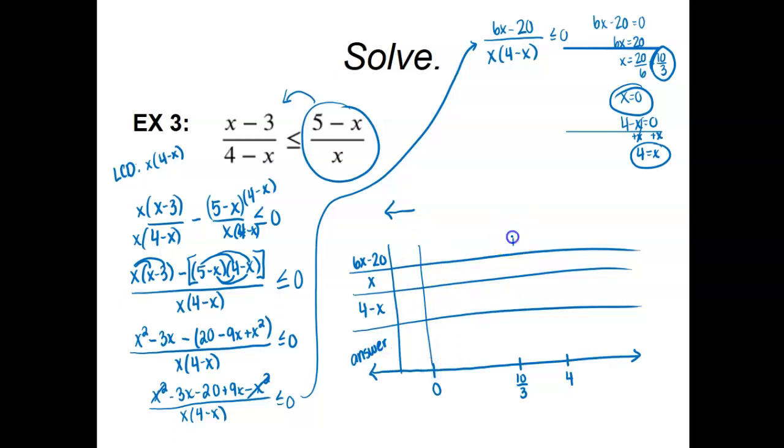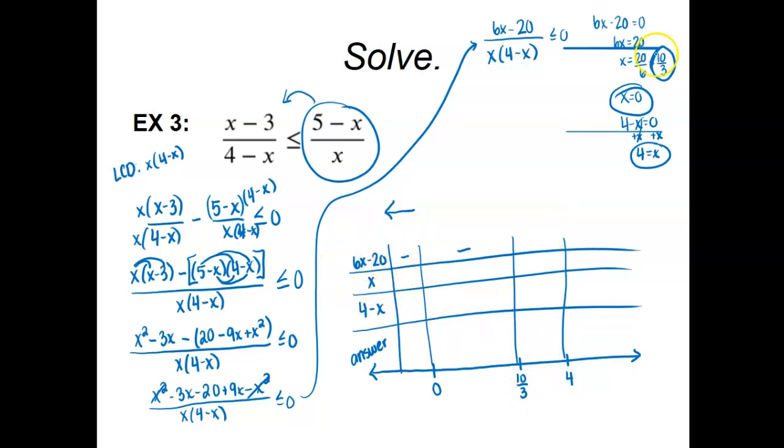And so we're going to set up our chart here. If I pick a number below 0, a negative number, for 6x, if I pick any negative number here and then subtract 20, I'm going to get a negative. If I pick a number between 0 and 10 thirds, like 1, 6 times 1 minus 20 is still negative. Then after that, if I pick numbers above 10 thirds, then I'm going to get a positive. I could try 11 thirds and plug it in. You can use your calculator if you want there.